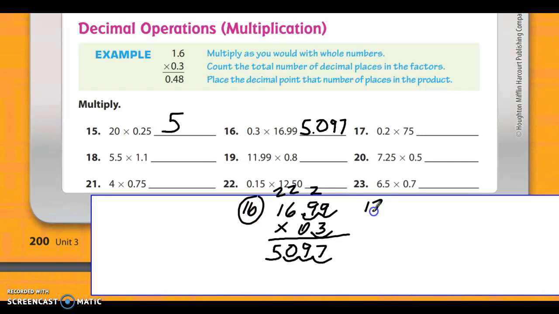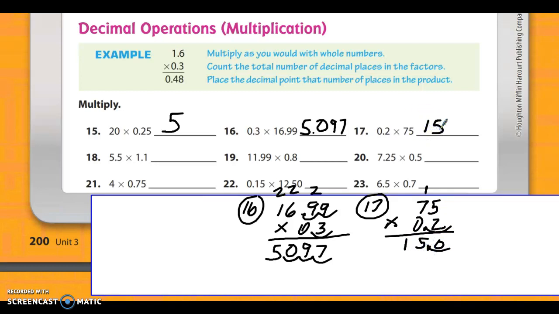Number 17 is, I'm going to put 75 over 0.2. Now I know it looks like 0.2, but you can ditch that 0. It's not going to do anything. You can put a 0, it doesn't matter. 2 times 5 is 10. 2 times 7 is 14, plus 1 is 15. Move my decimal over once, it's 15.